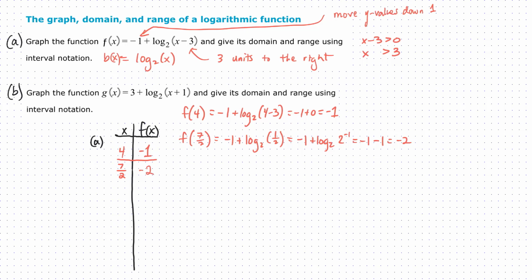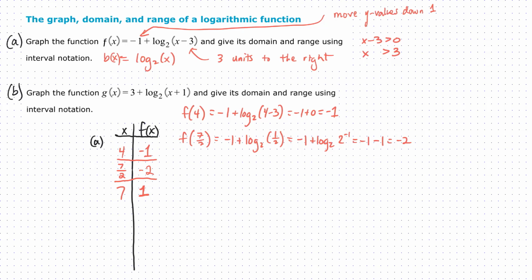Another good x value to pick would be 7, right? So if you pick 7 here, we get negative 1 plus log base 2 of 4. And so eventually you simplify and get positive 1. I'll leave it up to you to write out those details.